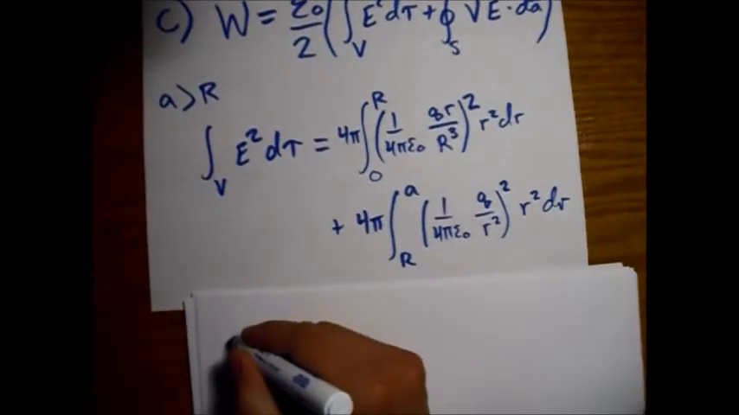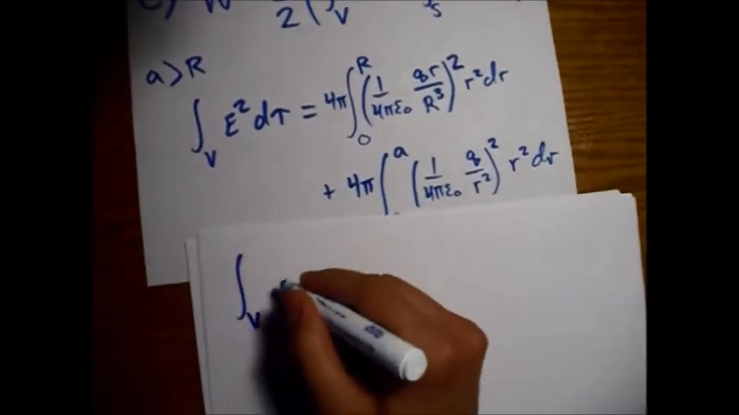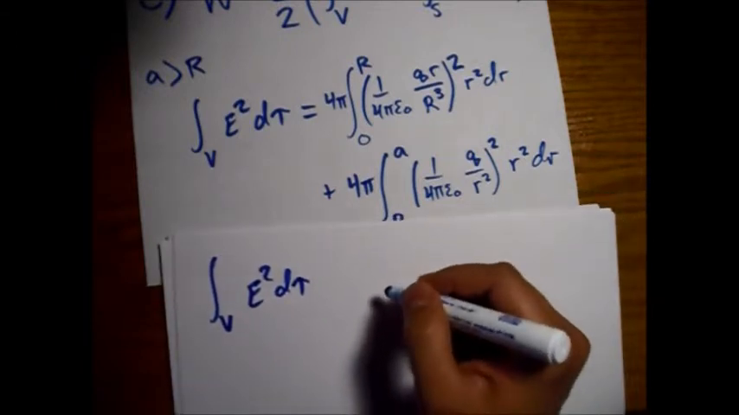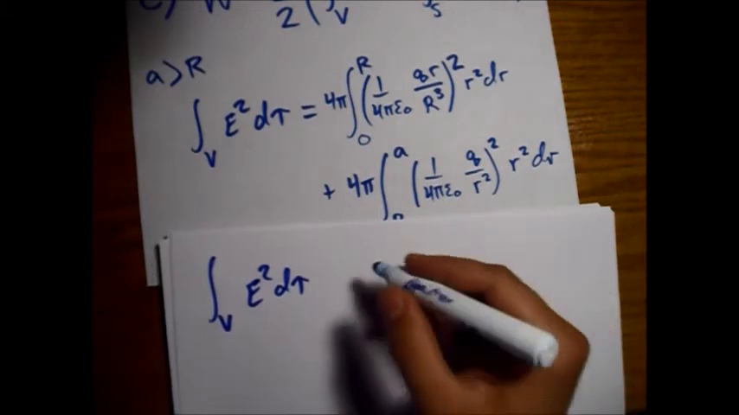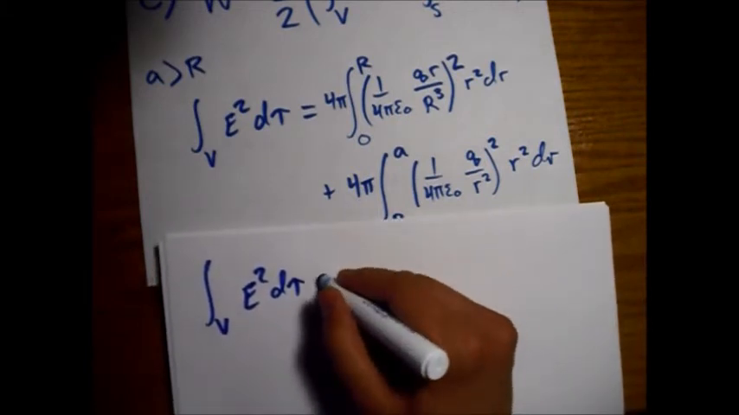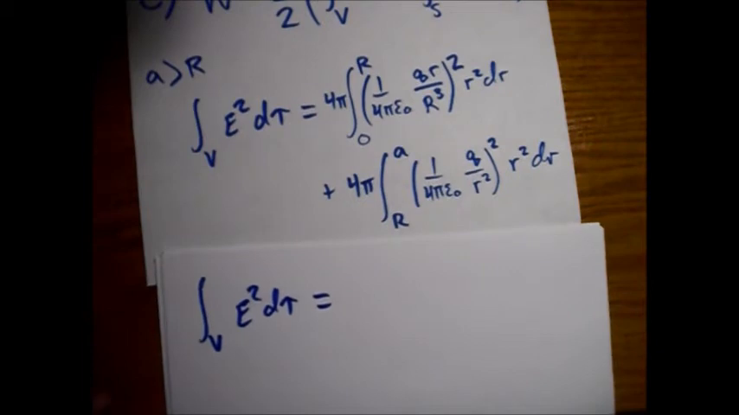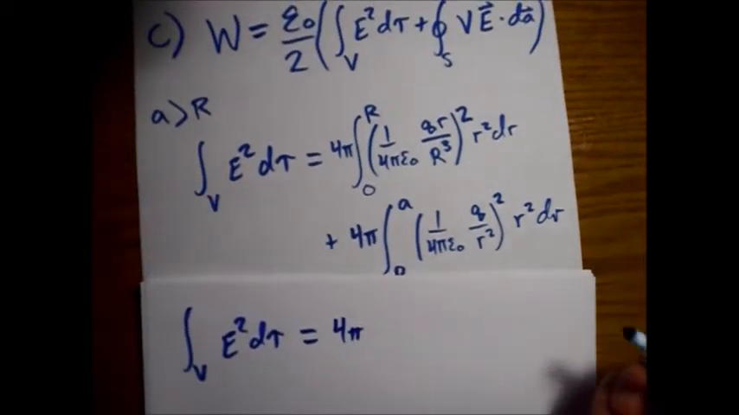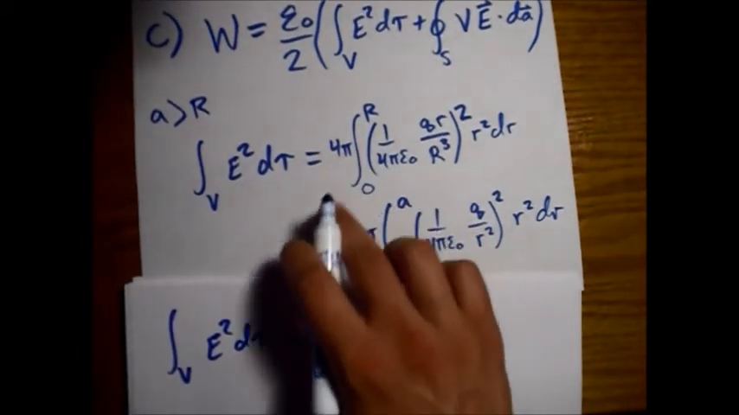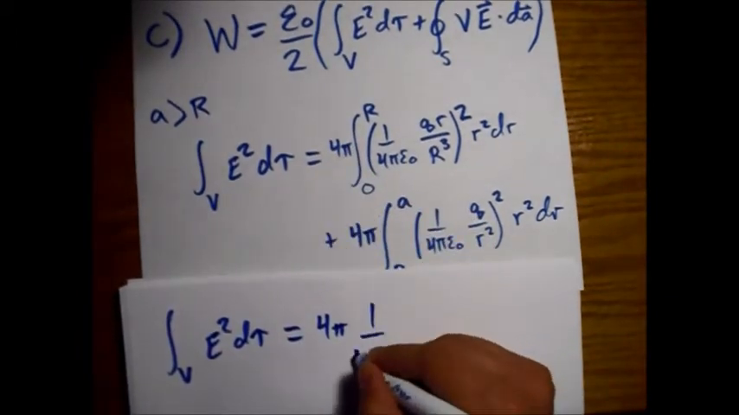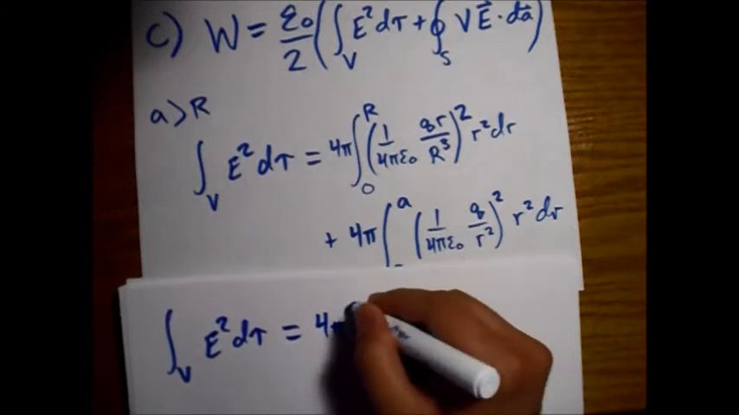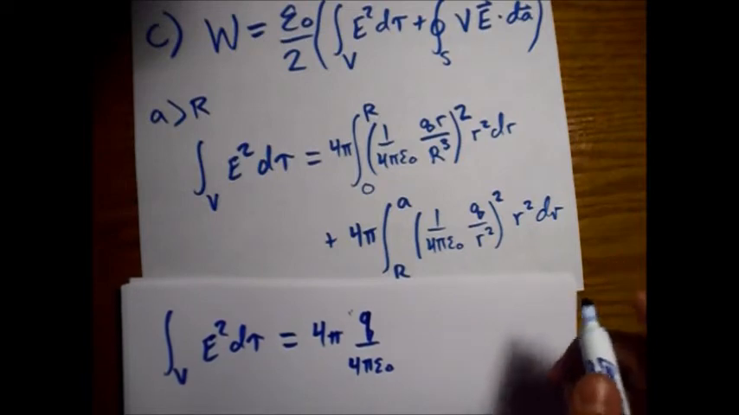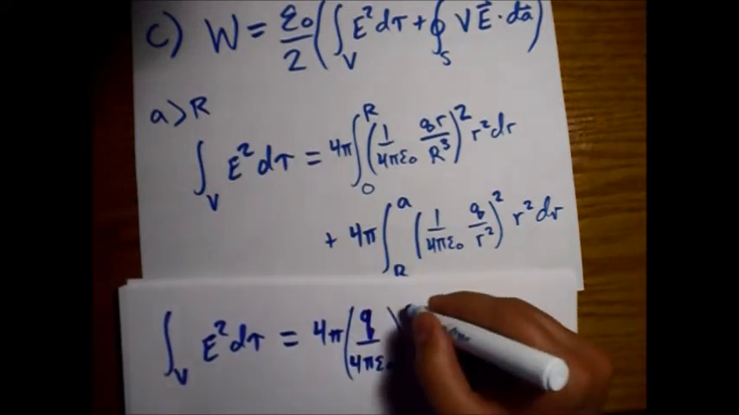So again, this is our volume integral over just the volume enclosed by a sphere of radius little a. And we'll start bringing out our constants. There's a 4 pi from these two factors. 1 over 4 pi epsilon naught. Well, let's put the q in there too. And this is squared.